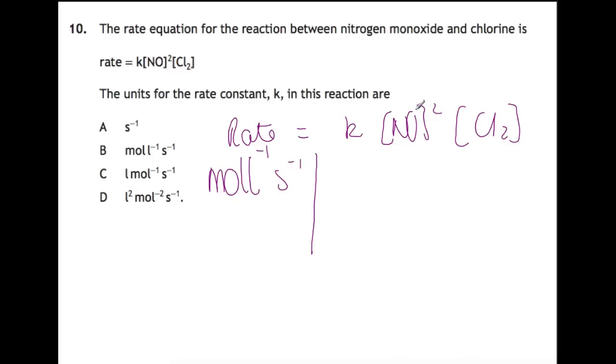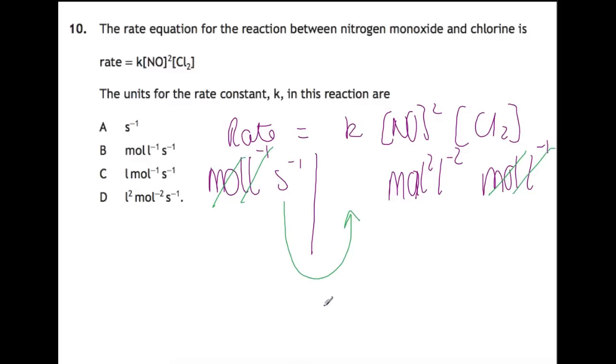We don't know what K is yet. For your NO squared, you have moles squared per litre squared. It's just the units of concentration that have been squared. And then for the chlorine by itself, we have moles per litre. If we now cancel what we can on either side, so we have a mole here and a mole here, we have a per litre here and a per litre here. We've got nothing to cancel the S to minus 1, so that needs to just go over to the other side.